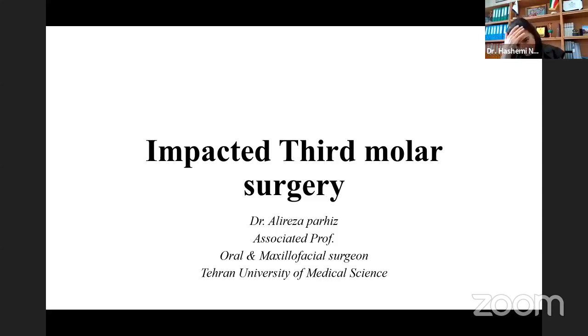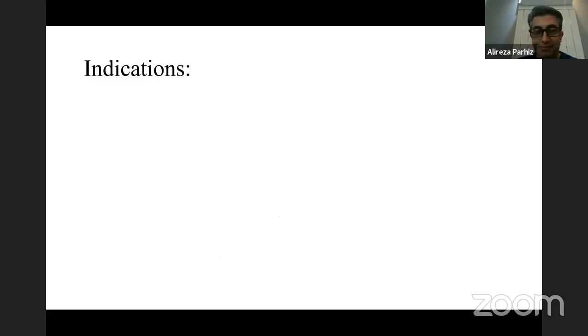As all of you know, the surgery of the impacted third molar is one of the most common surgeries that a surgeon will do during his or her practice in the office. In most countries, especially in Europe, I know that this kind of surgery is done under general anesthesia, but in Iran and in some other countries, it's done under local anesthesia and it's office-based.